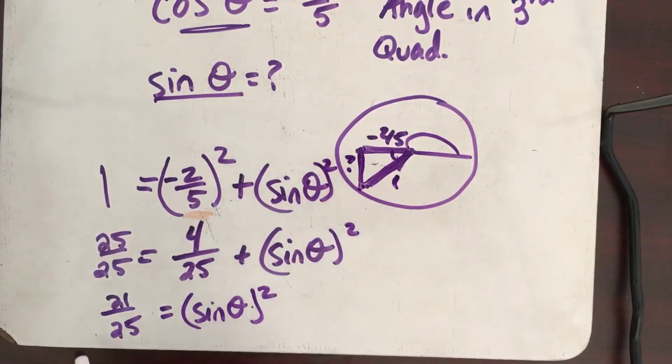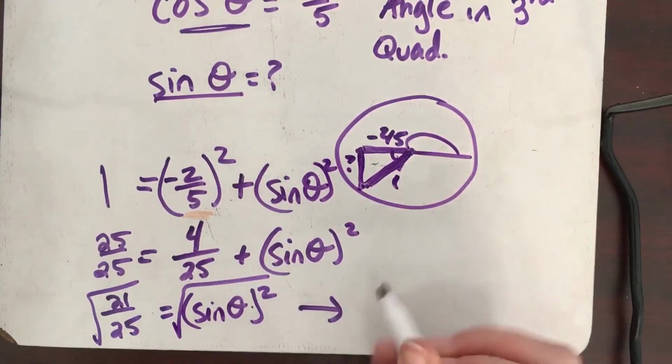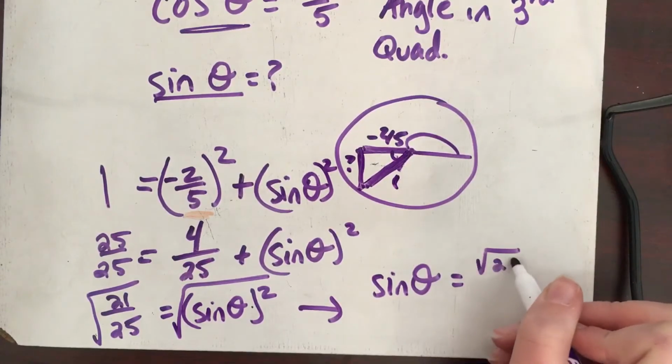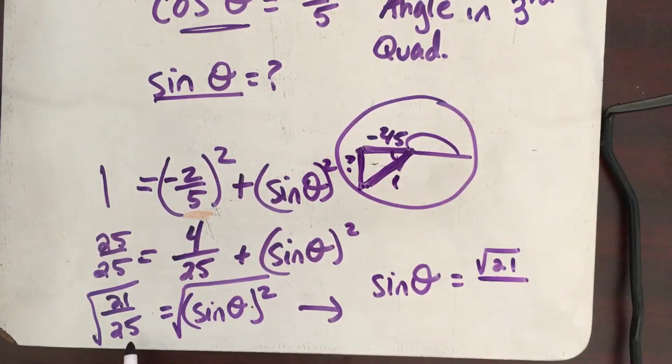If I square root both sides, we want to try to simplify this as much as we can. The square root of 21 we cannot simplify any further. So we're going to have sine of our angle is worth the square root of 21 over the square root of 25. I can simplify that to just be a regular 5.